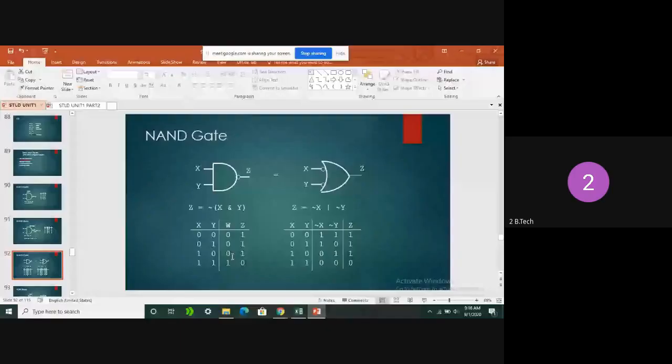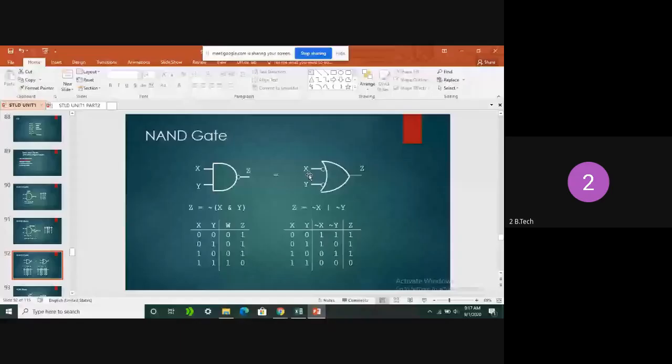But in the NAND gate it is reversed. If zero is produced from the AND gate, in the NAND gate it will be 1. So for the first three combinations of input signal we are getting output as 0 in the AND gate, but in the NAND gate the output will be equal to 1. This is the working of the NAND gate, which is the complete opposite of the AND gate. So both are opposite gates.